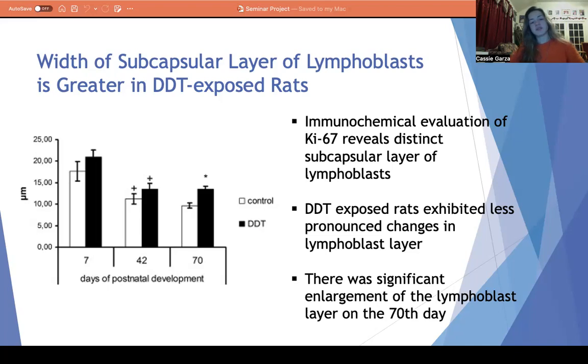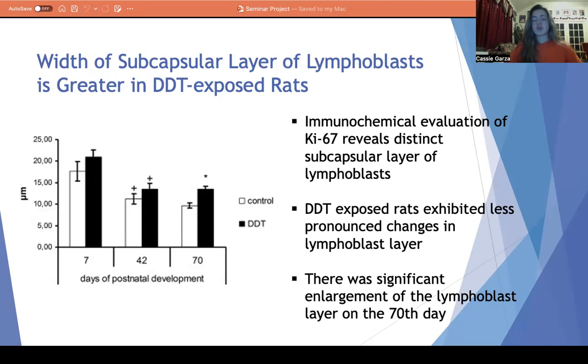Moving on to the 42nd day, there is also no statistically significant difference, but you can see that both values did decrease going into that 42nd day. Looking at the 70th day, the values stay nearly the same, but the control value does decrease enough to give a statistically significant difference at the 70th day. Once again, it makes sense that these values should decrease. You shouldn't have a really thick subcapsular layer, but DDT exposure did create abnormalities here as well.